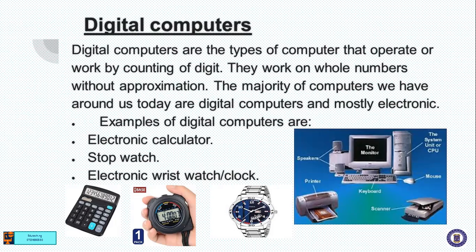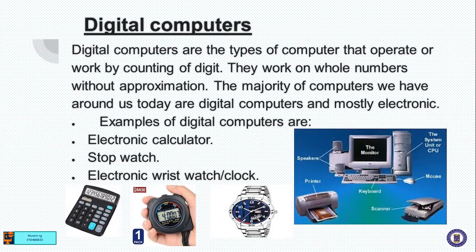Now from the name digit, you know that it operates or works by counting of digits. Is that understood? They work on whole numbers without approximation. Now, the majority of computers we have around us today are digital computers and mostly electronic. Like we can see here, number one example, you have the electronic calculator. You can see the calculator. It is used for calculating digits.